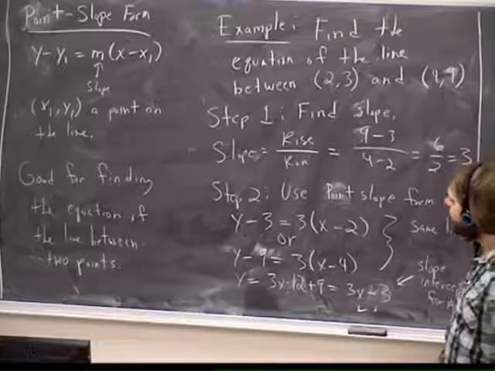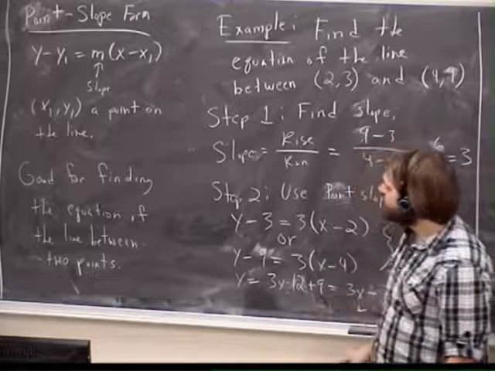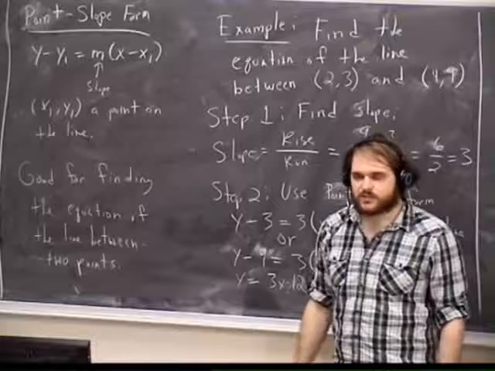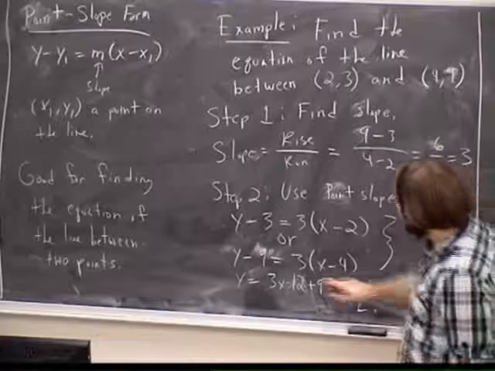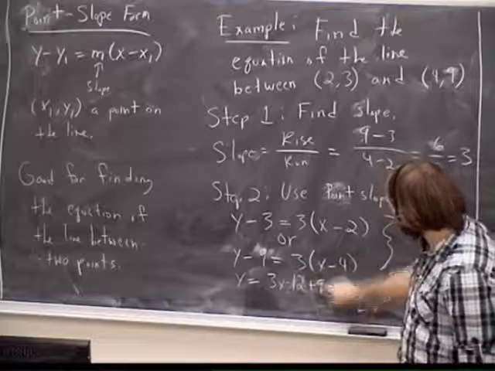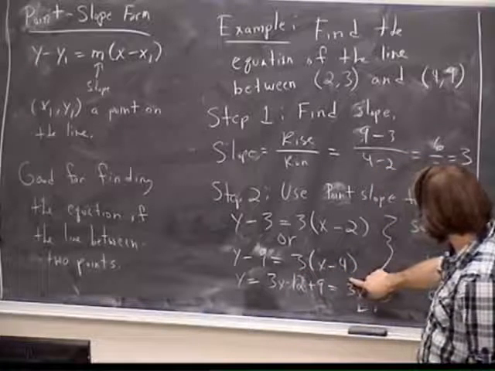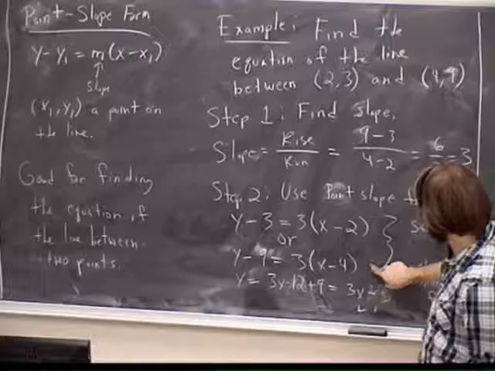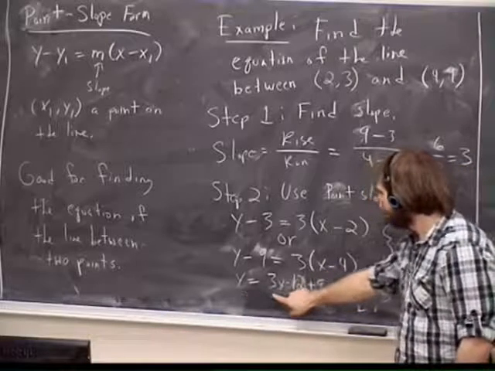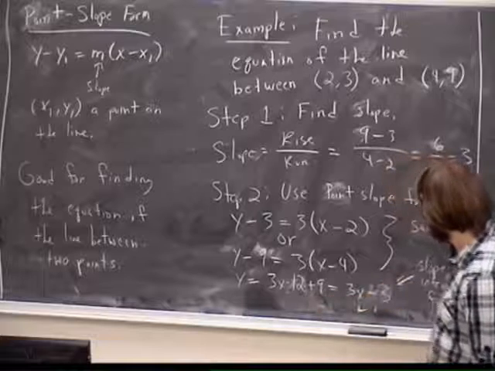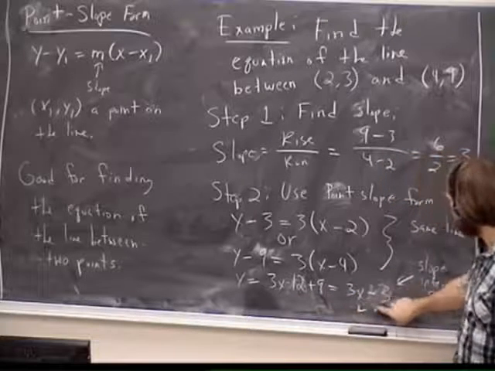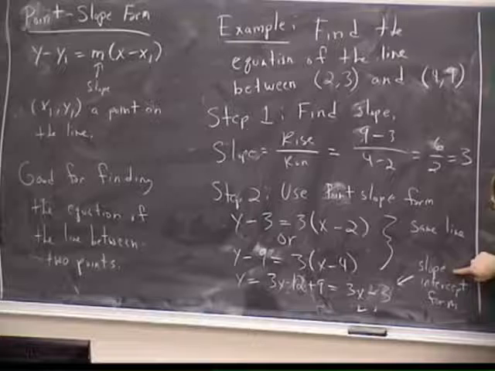Okay, so we have it in point-slope form, but suppose we wanted to get it in slope-intercept form, since that's what most people are familiar with. Well, what you can do is just move some stuff around. You can multiply out this side and then move the 9 over. So that's what I've done here. y equals 3x minus 12 plus 9. And so we get y equals 3x minus 3, and now our equation is in slope-intercept form.